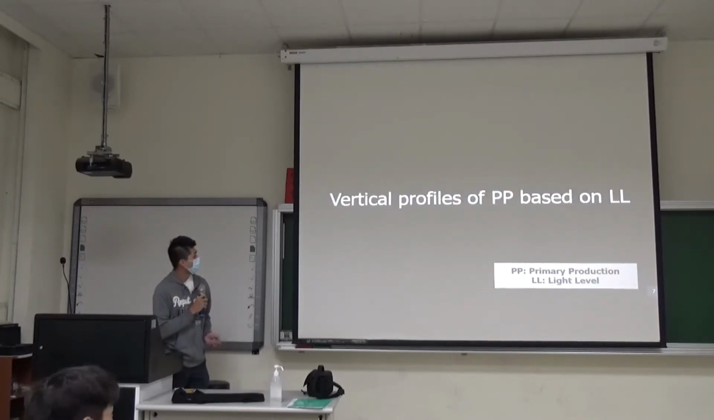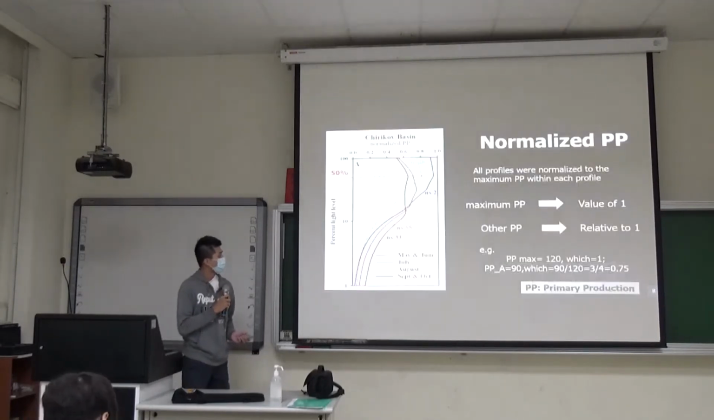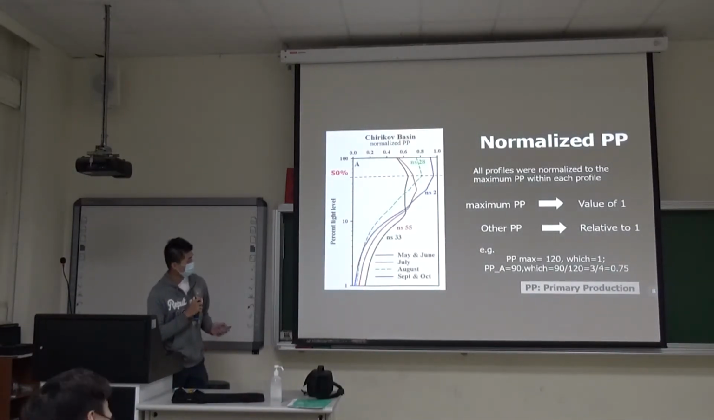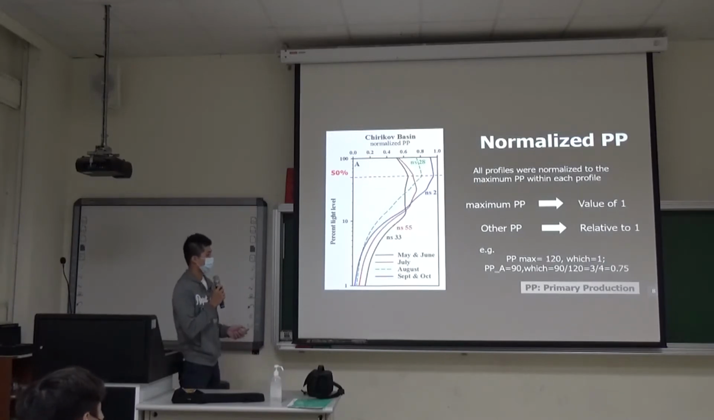Further, I'm talking about the vertical profile of the PP based on the light level. First, I want to introduce the x-axis. It is the normalized PP, where the maximum PP is seen as the value of 1, and other PP are relative to 1. And the y-axis is the percent of the light level.